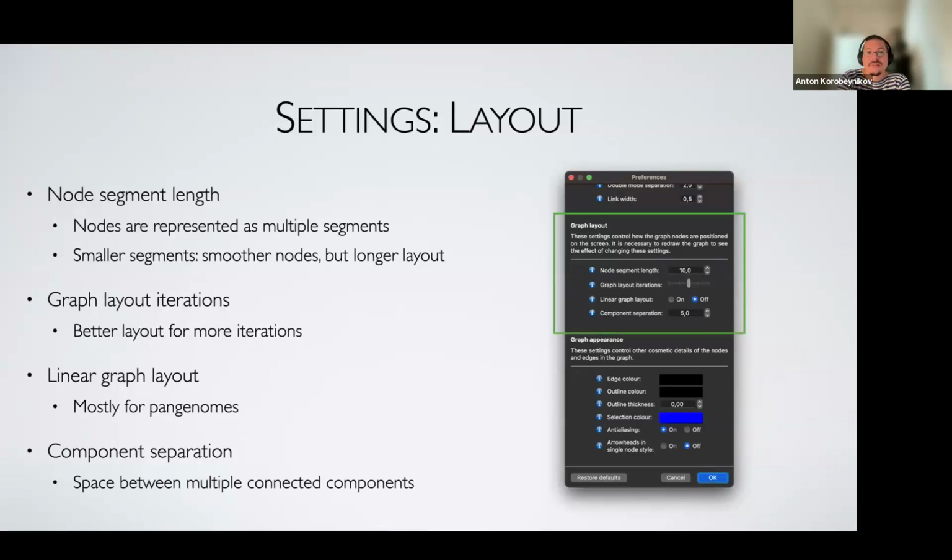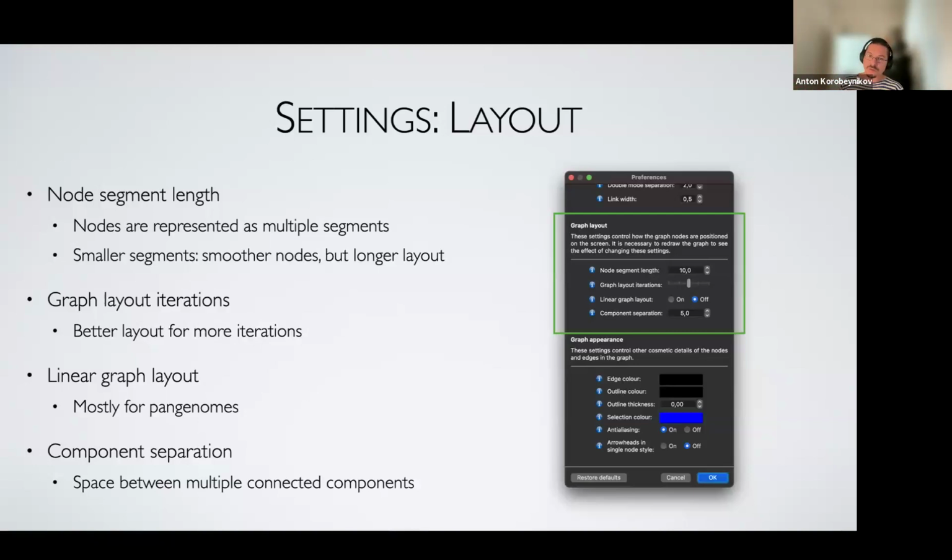Another feature is the graph layout settings. For the purpose of an aesthetically placed layout, we actually represent nodes as multiple segments, to allow possible bends of the nodes. Smaller segments mean that we have smoother nodes and possibly more bends. But that means that the underlying layout has to deal with a much more complex graph, so that complicates the layout. That is one thing.